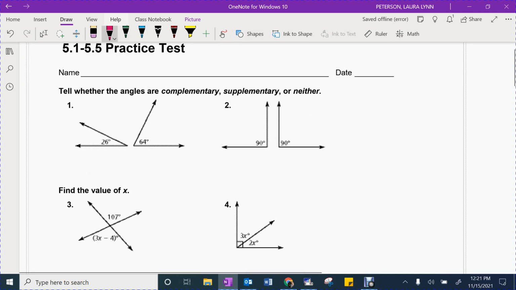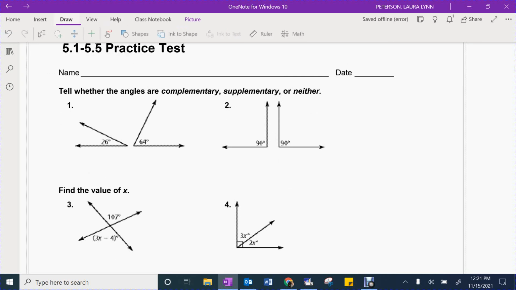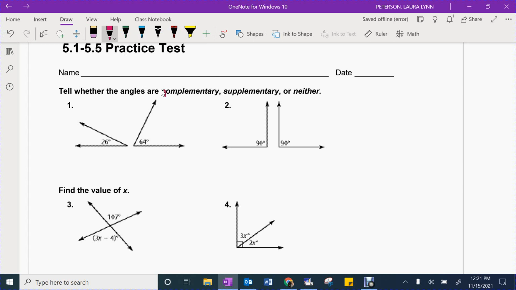So let's just remind ourselves that complementary means they add to 90 degrees. One way I like to remember it is I can make a 9 out of that C, and it's like CO becomes 90. It's one way to remember it. And supplementary means they add to 180.